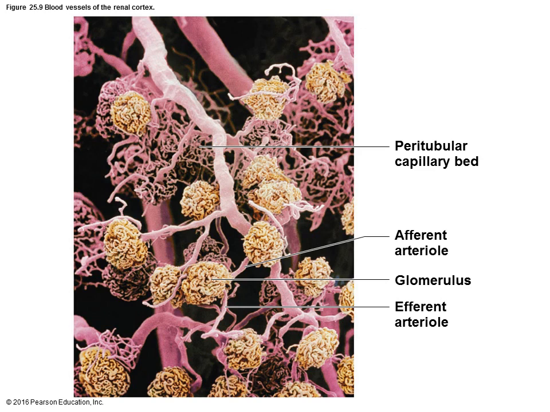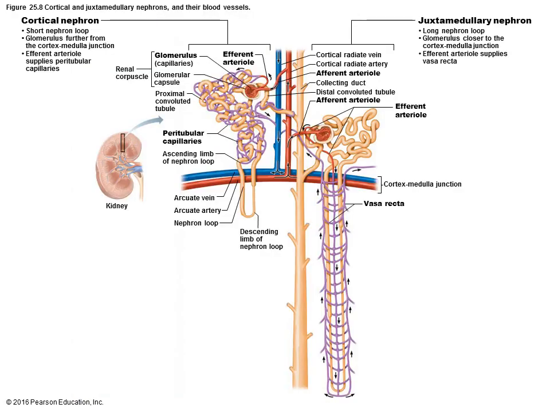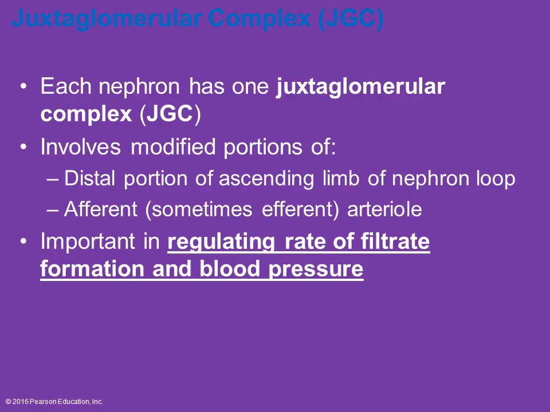And this is a picture showing the round spherical structures. Those are the glomeruli. You have the afferent arteriole coming in, the efferent arteriole leaving it, and then you also have those peritubular capillary beds that you can see in addition. And once again, just another schematic diagram showing this.